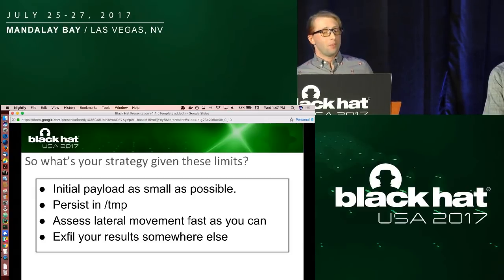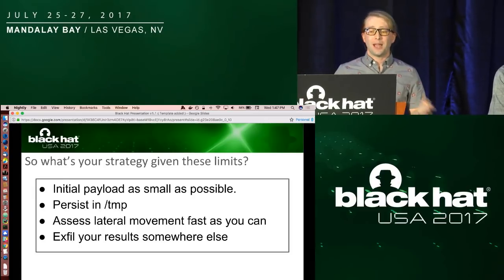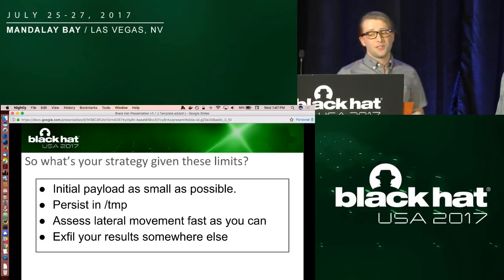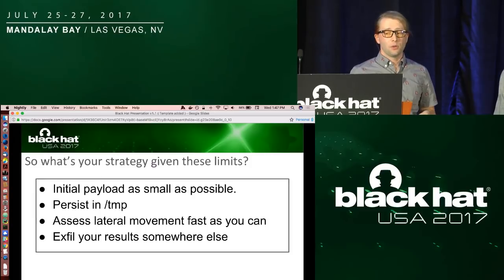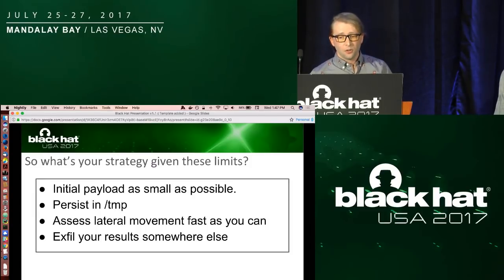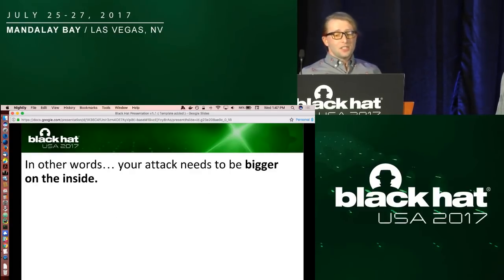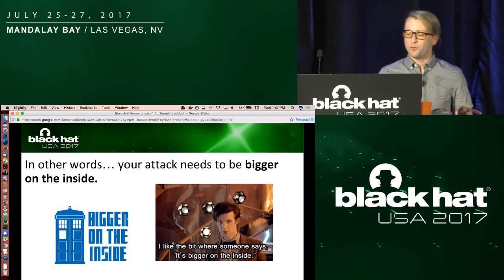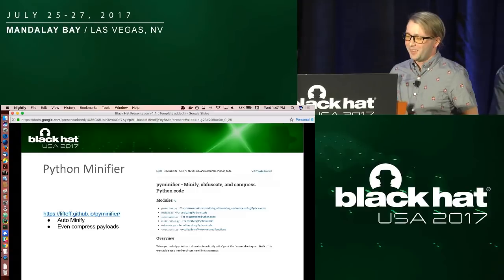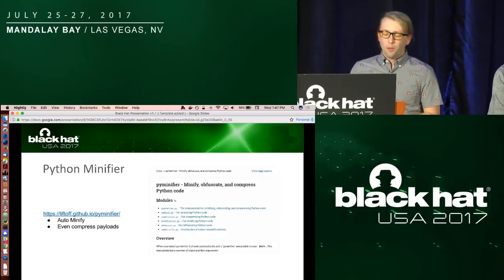Your initial payload probably needs to be as small as possible because it needs to pass API Gateway. You need to persist in /tmp, which could be very small. And then you need to assess lateral movement very fast and exfil your results to somewhere else. In other words, your attack needs to be bigger on the inside. There's some Doctor Who fans in the audience. Python minification helps with this.